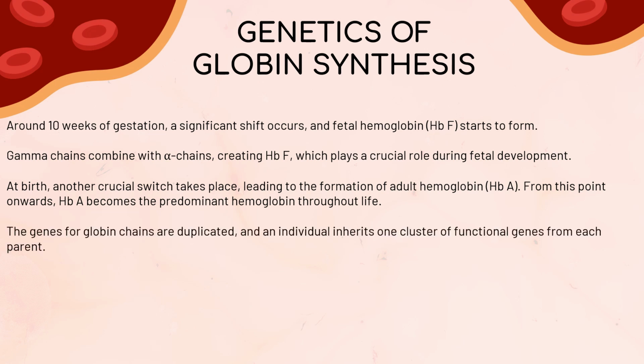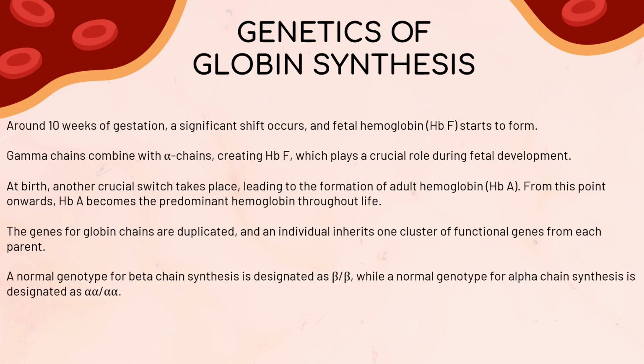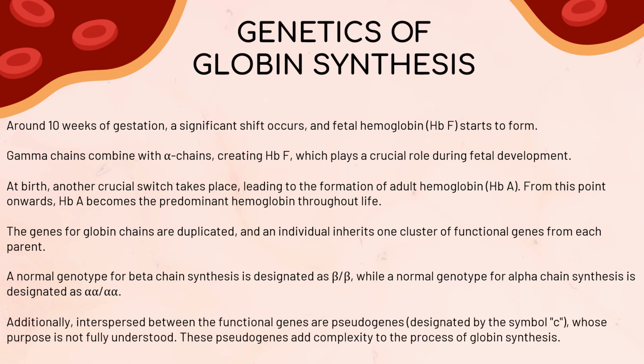The genes for globin chains are duplicated, and an individual inherits one cluster of functional genes from each parent. A normal genotype for beta chain synthesis is designated as beta/beta, while a normal genotype for alpha chain synthesis is designated as alpha-alpha/alpha-alpha. Additionally, interspersed between the functional genes are pseudogenes, designated by the symbol psi, whose purpose is not fully understood. These pseudogenes add complexity to the process of globin synthesis.